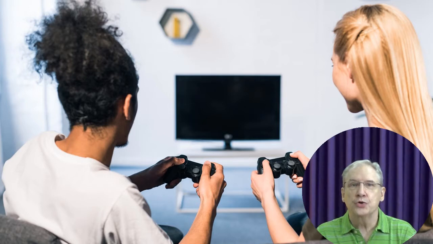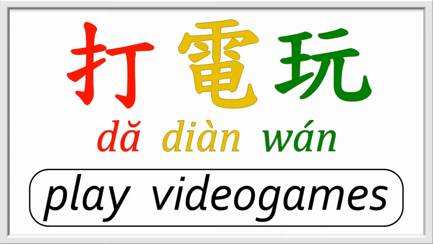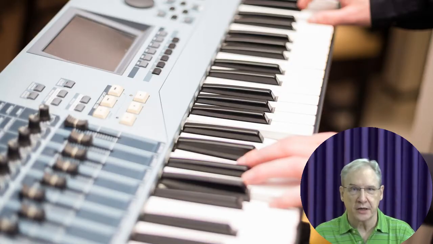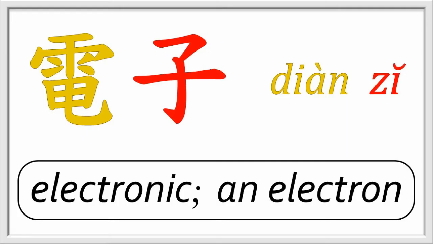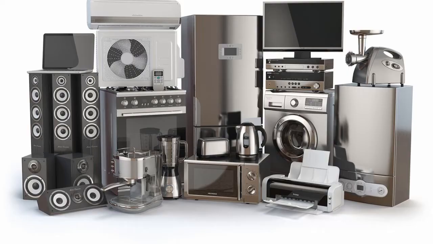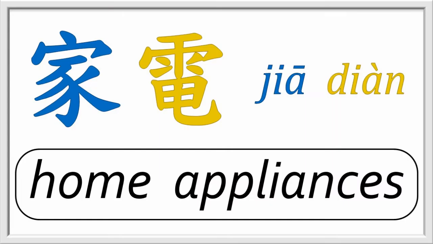The short, two-character expression for electronic and play is diànwán, and dǎ diànwán means to play video games on your computer or cell phone. Anything electronic, from organ to email, is based on the characters for electron, diànzǐ, and we'll use this character. Electrical household appliances are called jiādiàn for short.